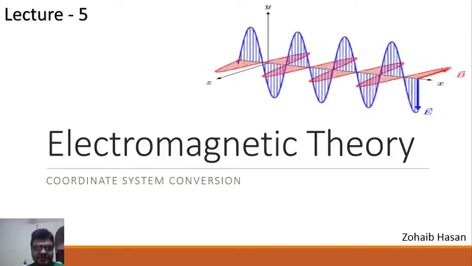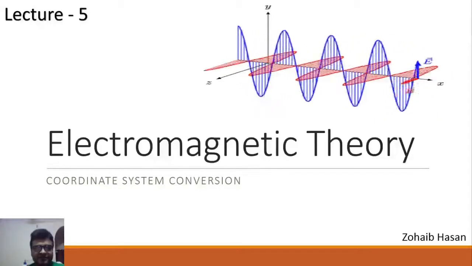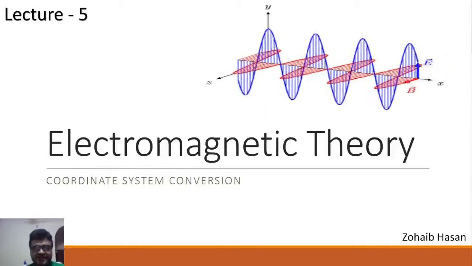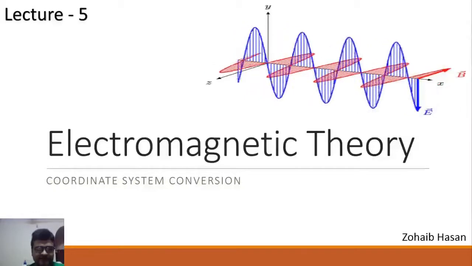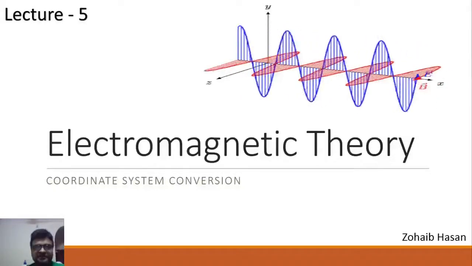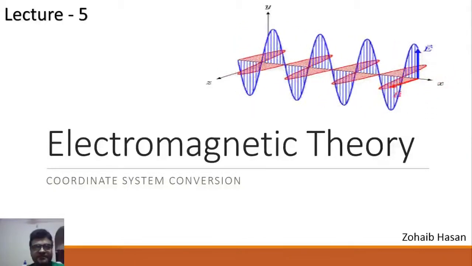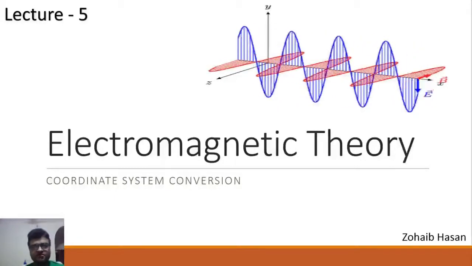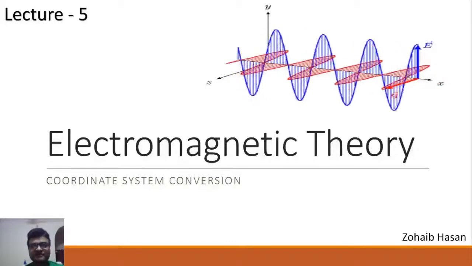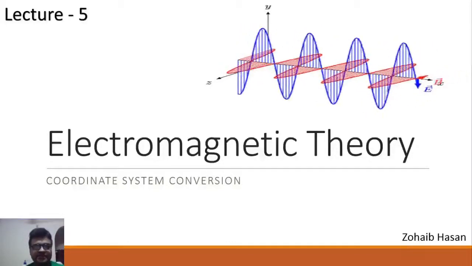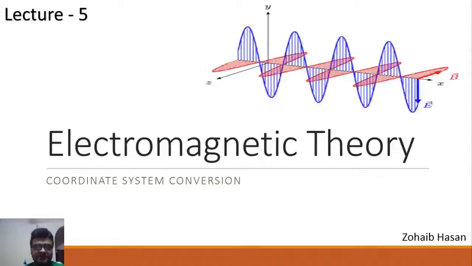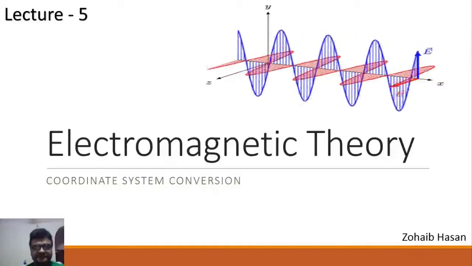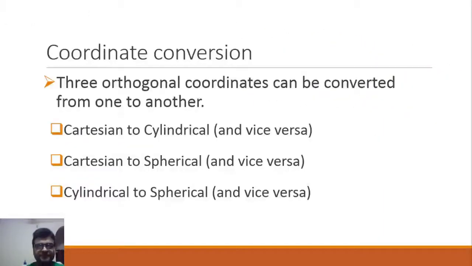In this video, let us start with the conversion of one coordinate system into another. In electromagnetic theory, you will face problems in which you will have to either convert one coordinate system into another before solving the problem, or after solving the problem, before getting the answer, you will have to convert into the desired coordinate system. You have to convert the three coordinate systems into one another.